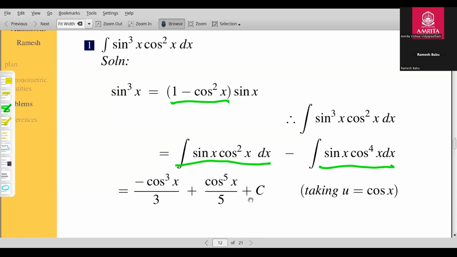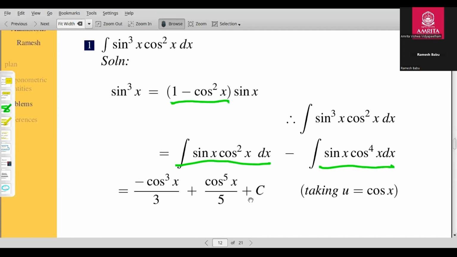So the brilliant idea in this problem is that you have to convert into the trigonometric functions such that at least one function has the whole power 1. Then only can I give you the substitution u is equal to cos x.